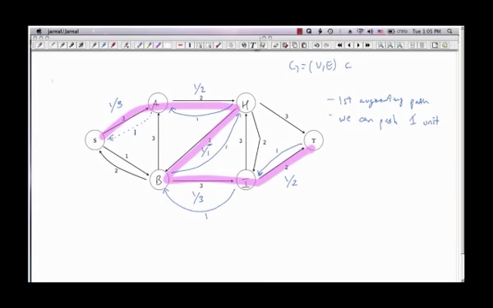Question? All 3 problems, yes. 4 problems. Yes.